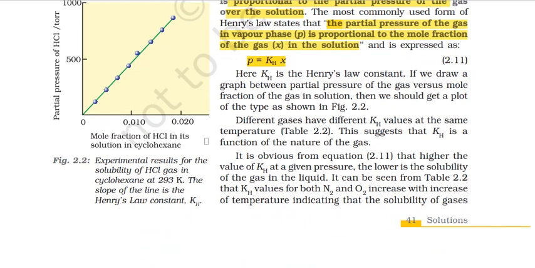So you've drawn a graph over here, partial pressure versus mole fraction. जितना जितना mole fraction बढ़ेगा उसका मतलब हमारा partial pressure भी बड़ा होगा. So different gases will have different KH values at the same temperature. So it's a function of the nature of gas. ठीक, specific gases के लिए specific constant होगा.